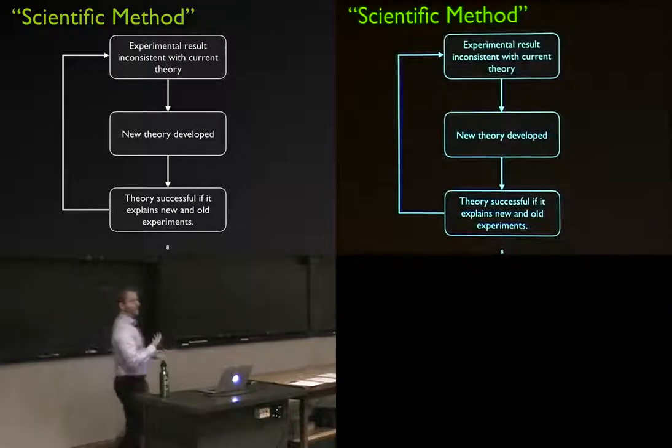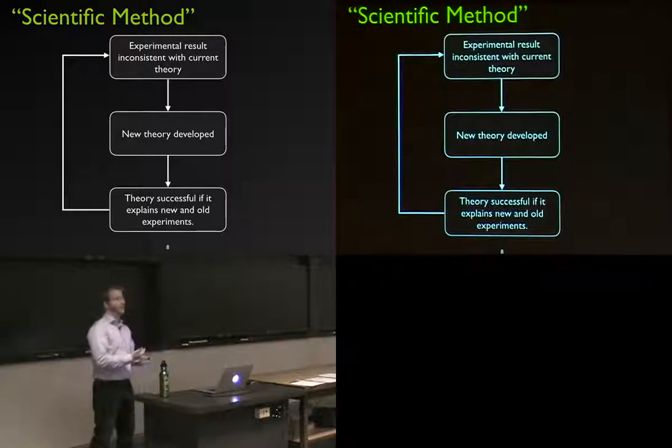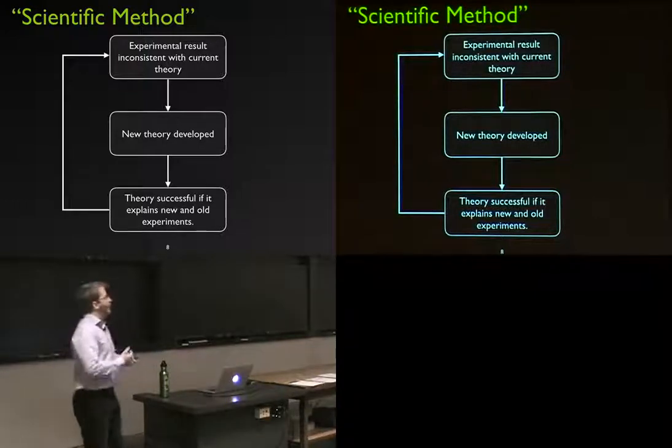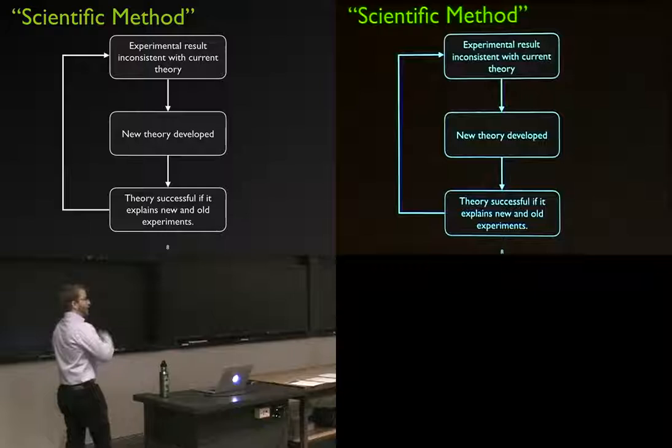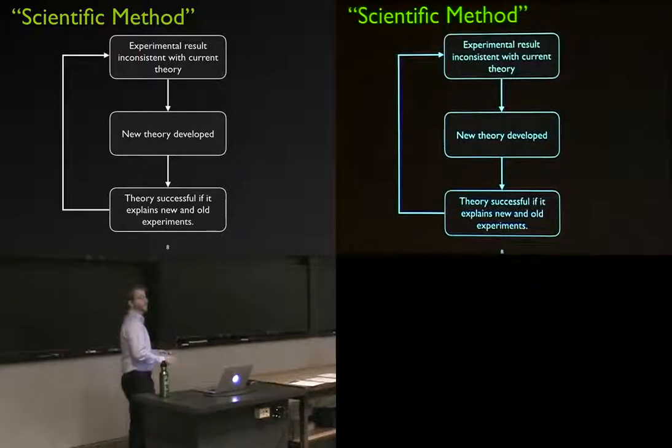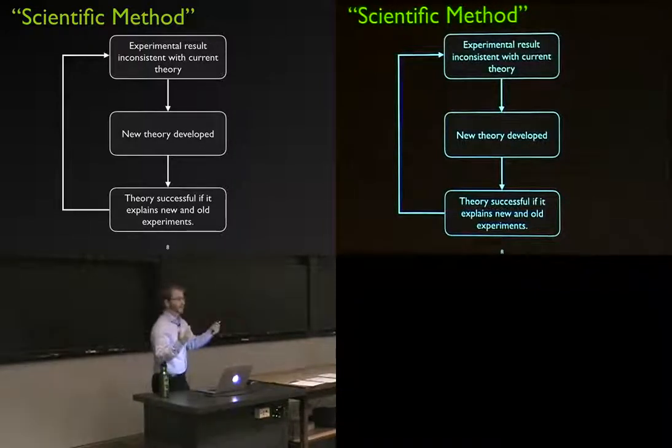This is kind of how special relativity behaved. There were these inconsistencies, like the Michelson-Morley experiment, with the existing theory of the ether, and Einstein proposed a new theory. It explained the results of the Michelson-Morley experiment, and it was now accepted as the new scientific theory.